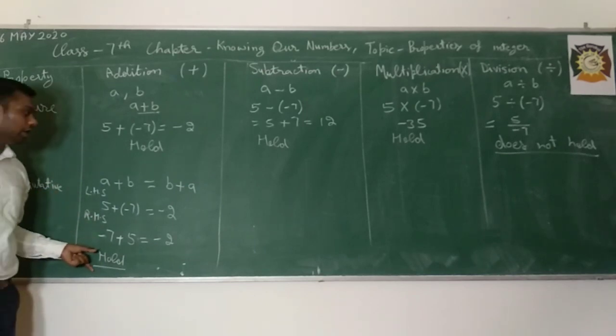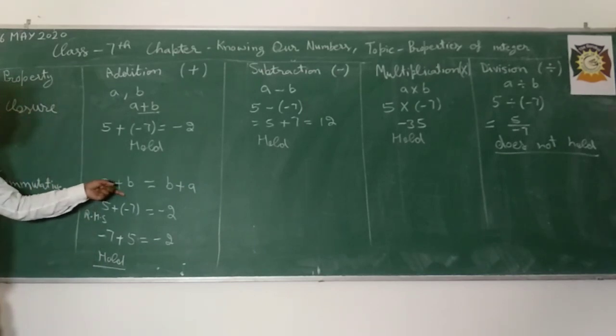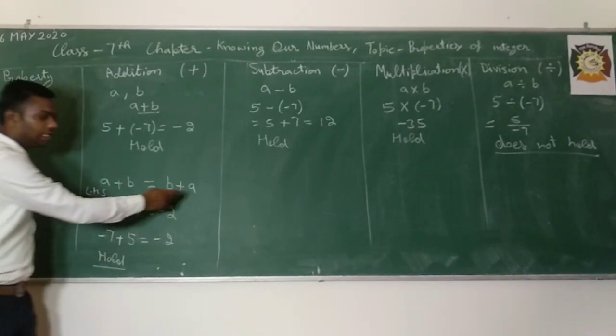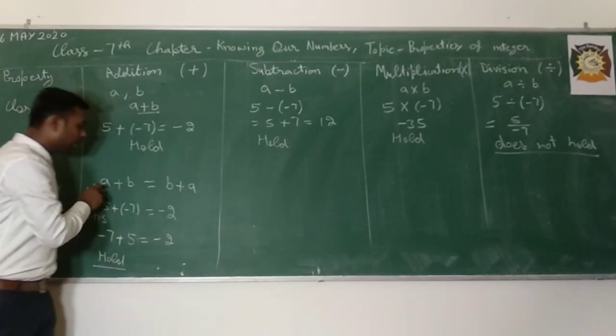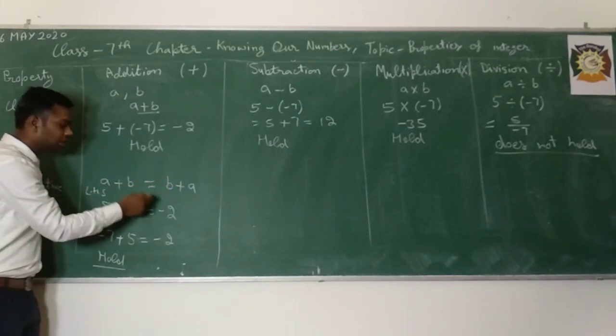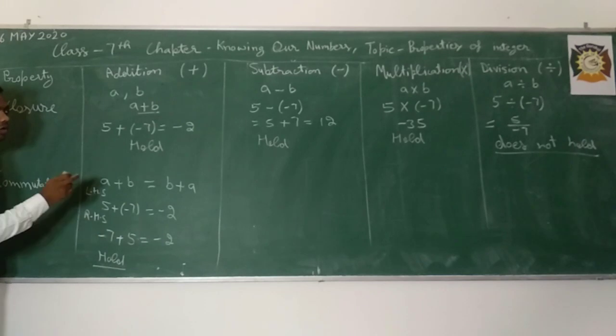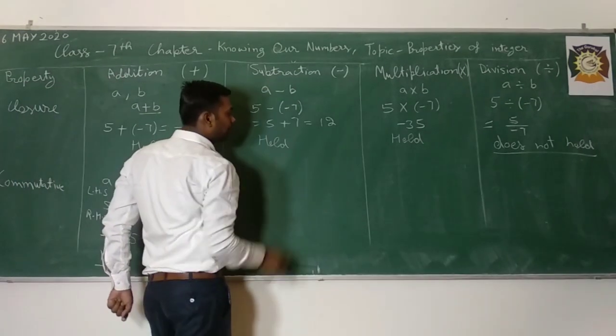Commutative property holds in addition. We take two integers, we have to add and change their order. Here A plus B and here is B plus A. If both are same, then we say that the commutative property holds. Next, subtraction.